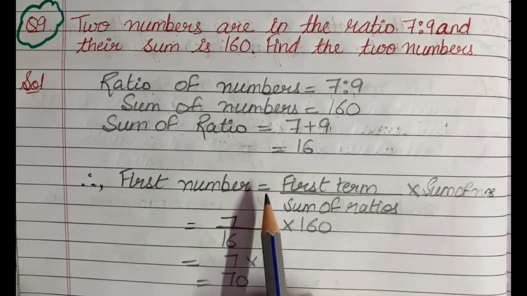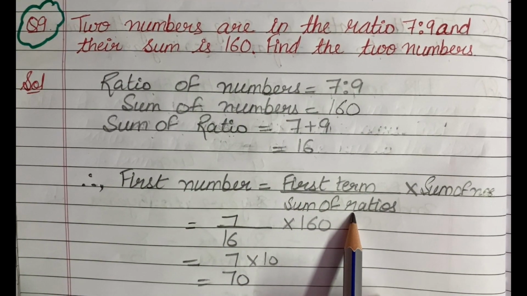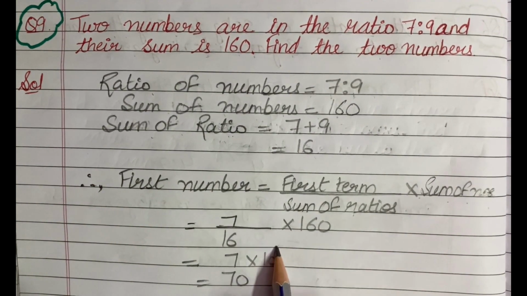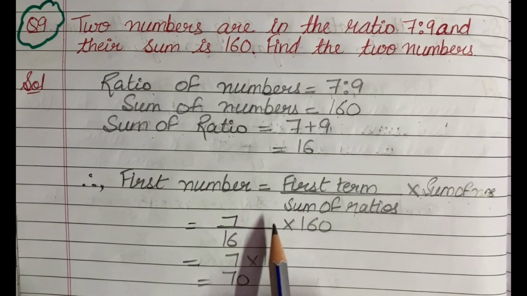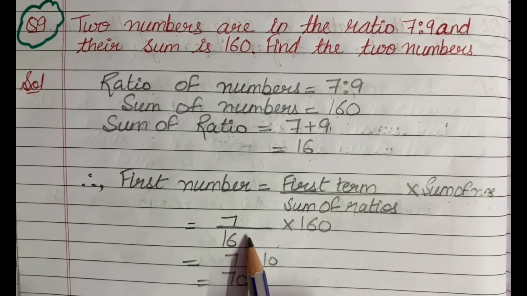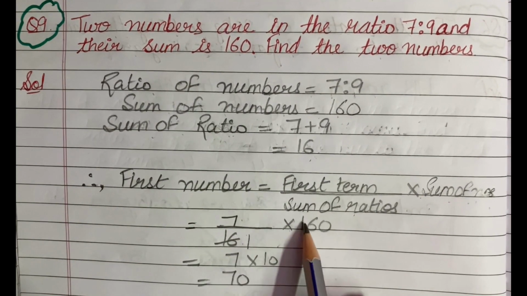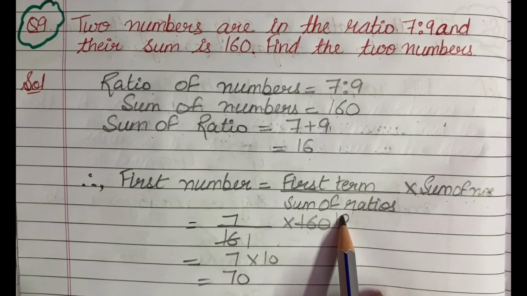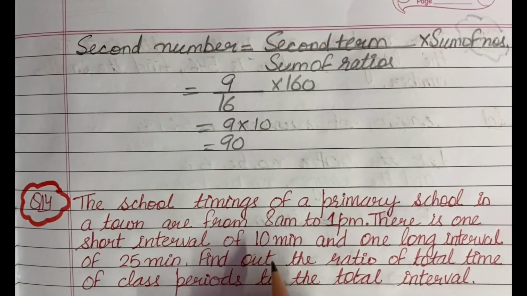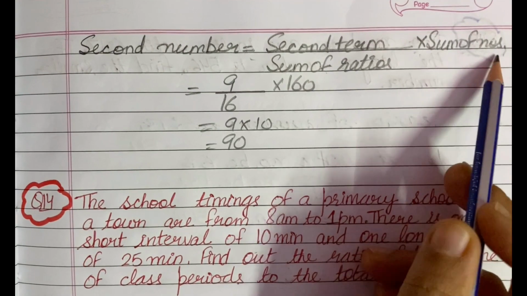Now to find the first number, what will you do? You will write first term upon sum of the ratio multiplied by sum of the numbers, and here put the values. First term is 7 and sum of the ratio is 16 and sum of the numbers is 160. So 7 upon 16 into 160. On solving this, 16 ones are 16, 16 tens are 160. You will get 7 multiplied by 10, that is equal to 70. And the second number is equal to second term upon sum of the ratios into sum of the numbers.